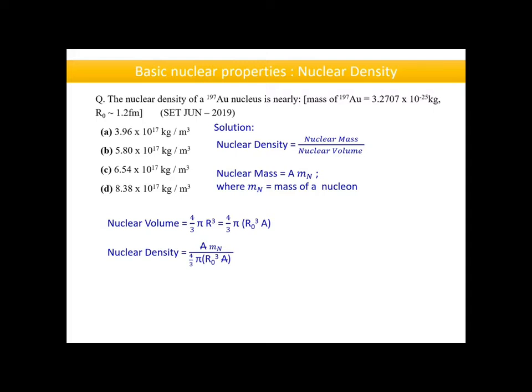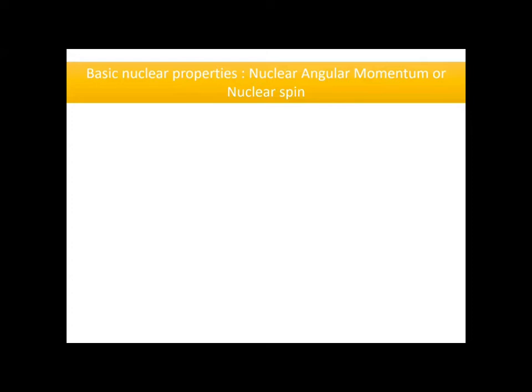So the nuclear density is always constant and is taken to be approximately 2.29 into 10 raised to 17 kg per meter cube. So if you see, it is close to option A. So option A is the correct answer. Instead of solving with the mass given of the gold, one can directly mark option A. Another property of nucleus is nuclear angular momentum or nuclear spin.